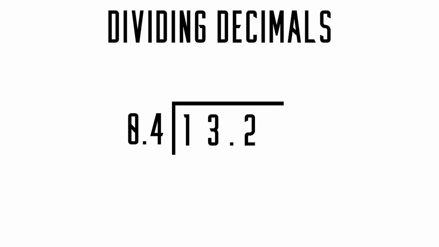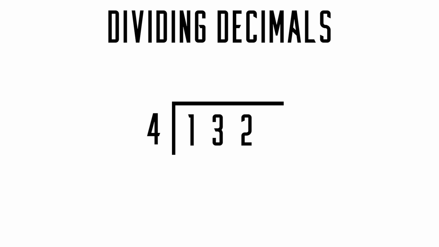However, we could make it easier by multiplying both numbers by 10. If we do so, we have 10 times 0.4, which gives us 4, and 13.2 times 10, which is 132. Now this becomes a much easier problem.